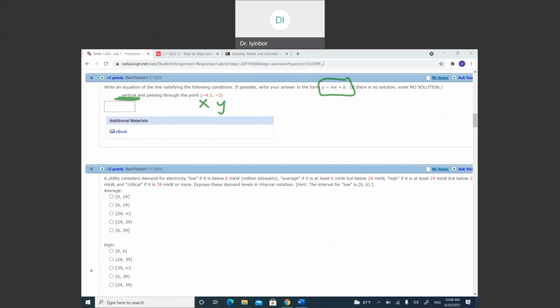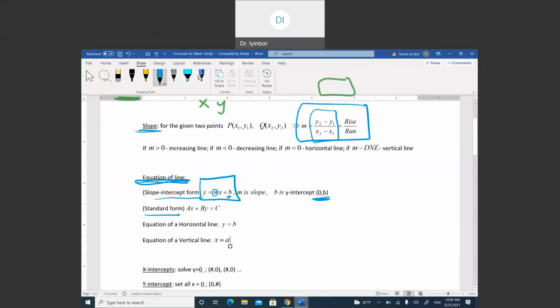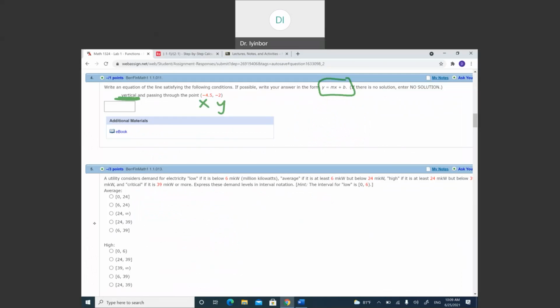So now let's go back to our formula sheet and see what we have for a vertical line. This is where we are right now, vertical line. For a vertical line, the equation is x equals number. For a horizontal line, the equation is y equals number. So when you get to my assignments, the equation for a vertical line is x equals number. x equals a is the formula.